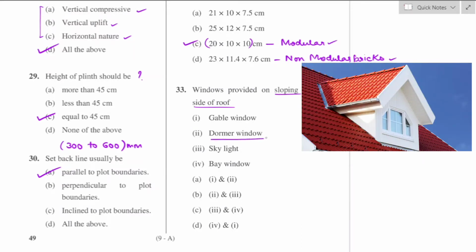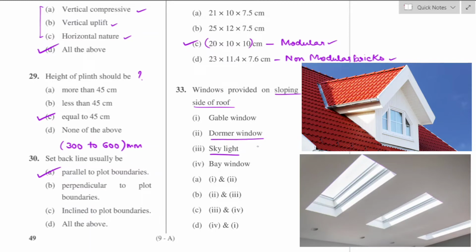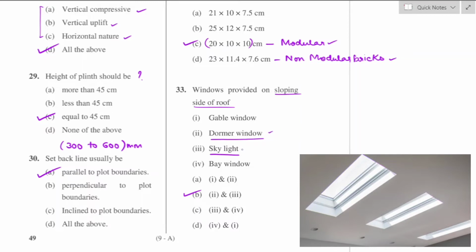These types of vertical windows provided on sloping roofs are also called skylights, basically for ventilation purposes. So option B is the right answer. It is called a dormer window and skylights.